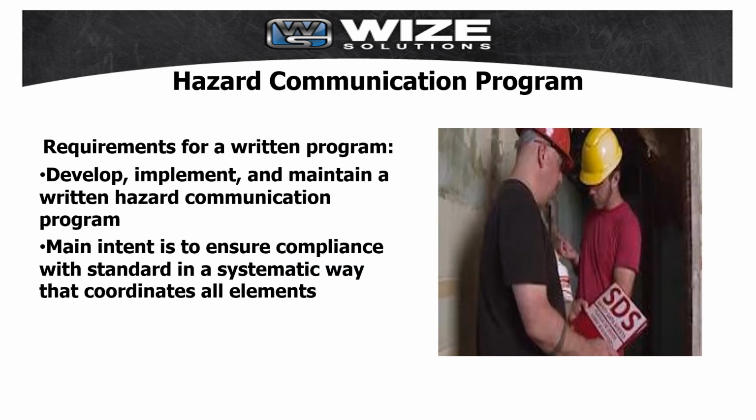Paragraph E of 29 CFR 1910.1200, Written Hazard Communication Program, requires employers to prepare and implement a written hazard communication program. This does not need to be lengthy or complicated. The main intent of the requirement is to help ensure that compliance with the standard is done in a systematic way and that all elements are coordinated. Thus, the program must describe how the employer will address the requirements of paragraph F, labels and other forms of warning; G, safety data sheets; and H, employee information and training in the workplace.